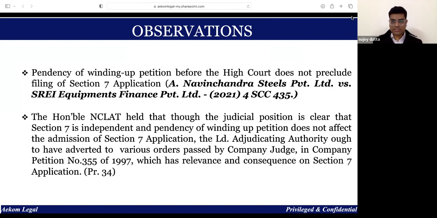So why this difference? Why did the court not follow the principle given in A. Naveen Chandra? If we look at the second paragraph put on screen, the Honorable NCLAT held that though the judicial position is clear that Section 7 is independent and pendency of a winding up petition does not affect the admission of a Section 7 application, the learned adjudicating authority ought to have adverted to various orders passed by the company judge, which have relevance and consequence on the Section 7 application.